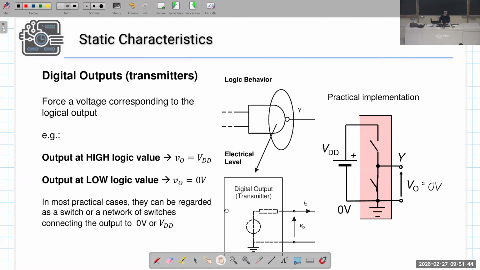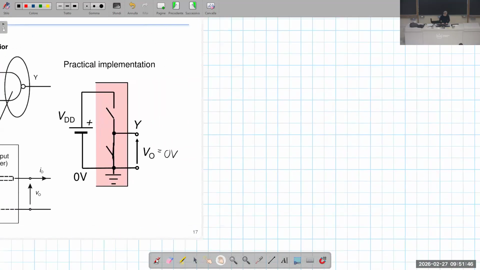By the way, since this is very important in this course, let me recap what is the behavior of the switch. Is that clear to everybody what is the behavior, the electrical behavior of a switch? A switch is a two-terminal device which has two possible states. This is the switch.